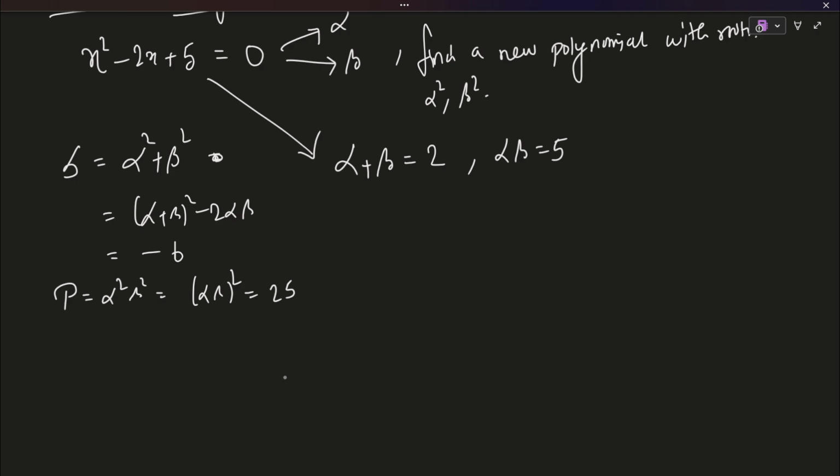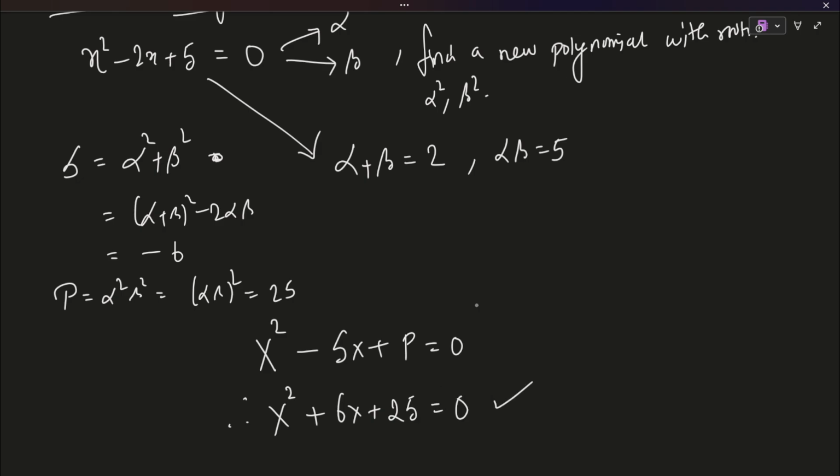Now remember, in the new equation, you simply write it like this. The new equation would be x square minus sx plus p equals 0, where your s and p are given as follows. So your new equation should be x square minus 6x, actually plus 6x because s is minus 6, plus 25 equals 0. So this would be the new equation which has the roots alpha square and beta square. I hope I'm clear on this part.